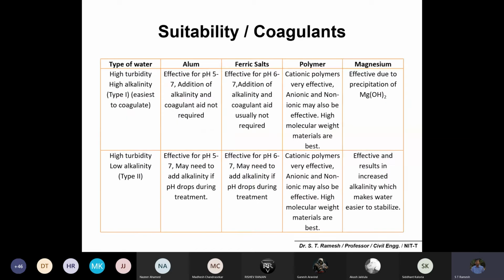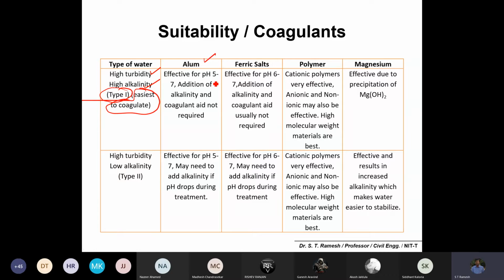Now the suitability of coagulants. There could be a situation where you have a high turbidity and high alkalinity water, which is called type 1, very easy to coagulate, easiest to coagulate.